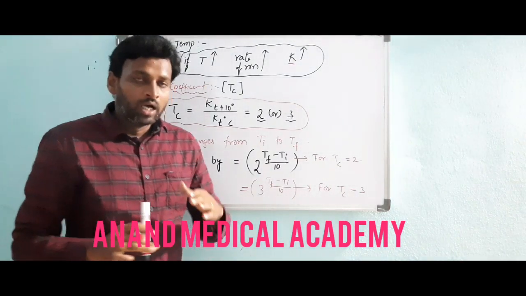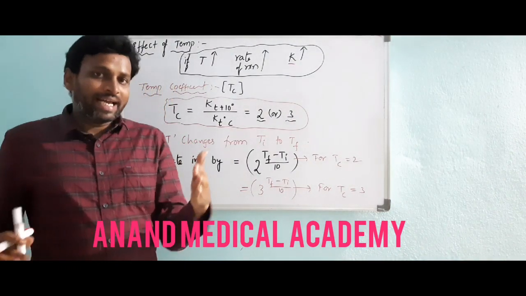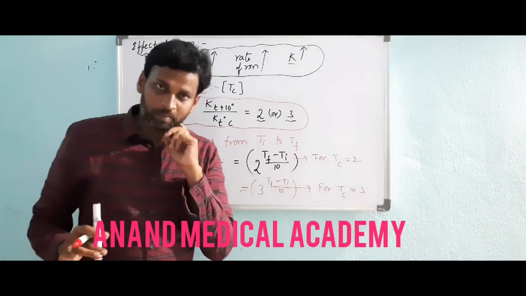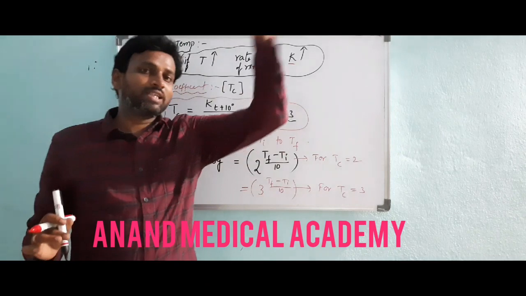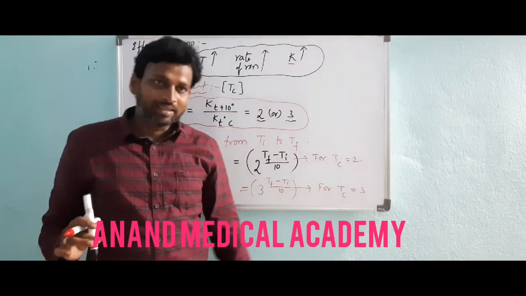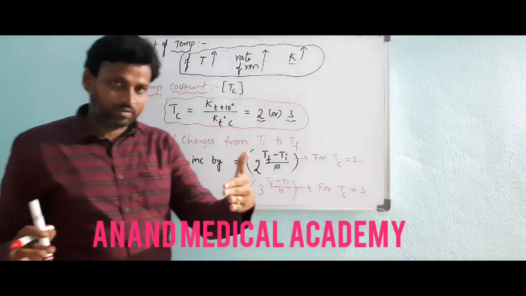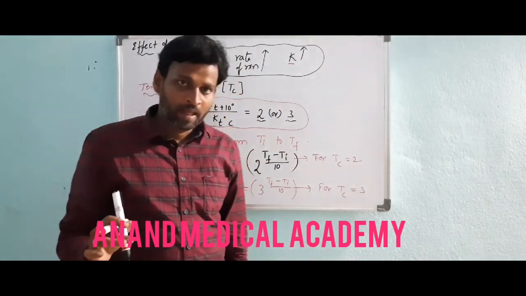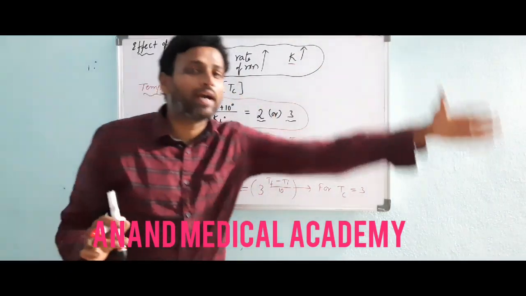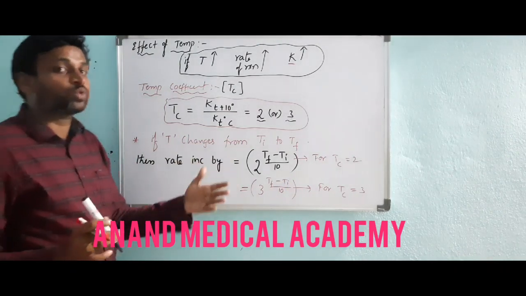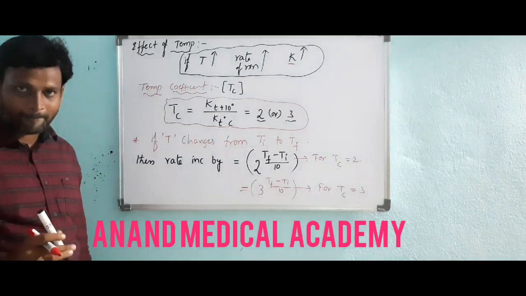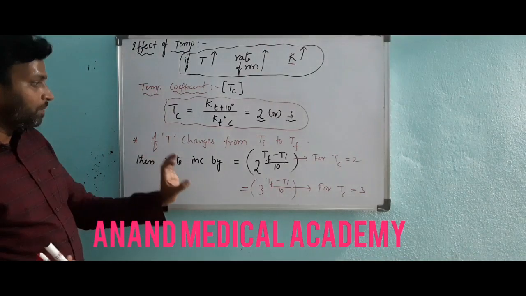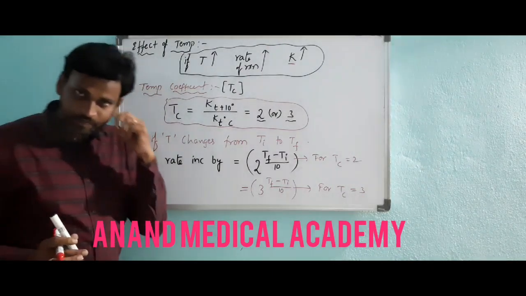Suppose in a reaction the temperature changes from 10 degrees and increases up to 90 degrees. Then the rate of reaction becomes how many times? Or the rate of reaction increased by how many times? Like that, if they ask a question, you must answer by using these two shortcut formulas. It's a very important shortcut for you.